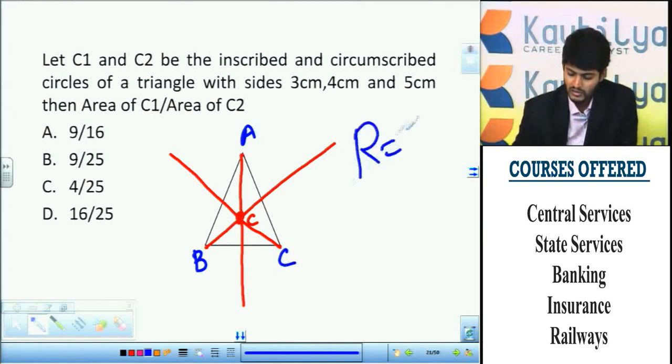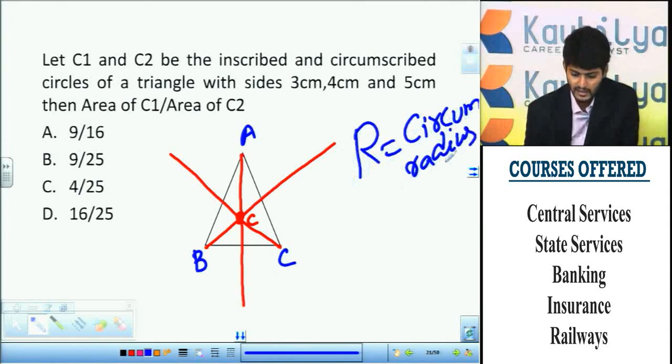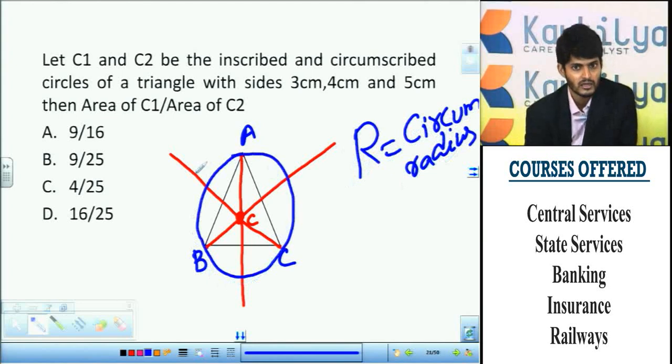which is called the circumradius. This is called your circumradius, because if you take this as the radius and you draw a circle like this, this is called your circumcircle. So in a circumcircle, the circumradius, which is denoted by the capital R, is the distance between the circumcenter and your vertices. Okay, this would be your circumcircle.